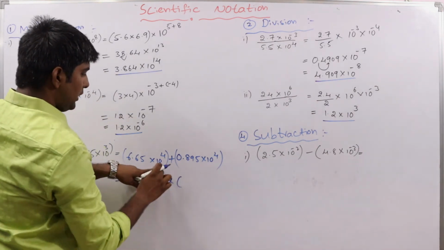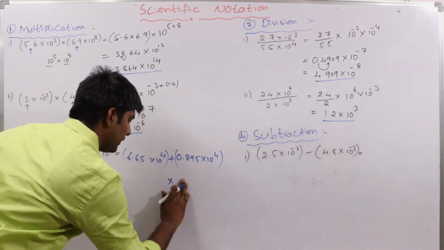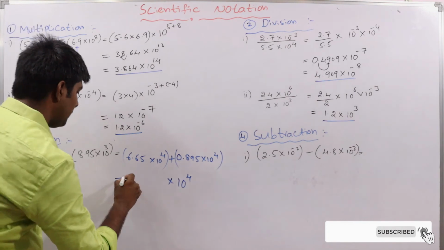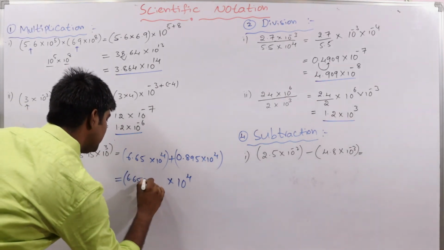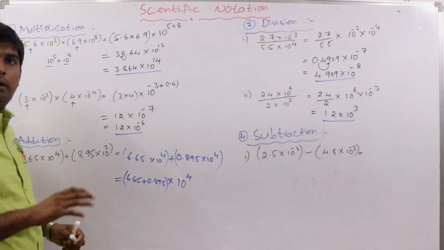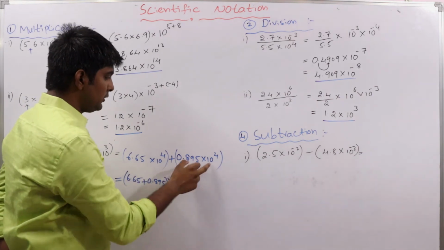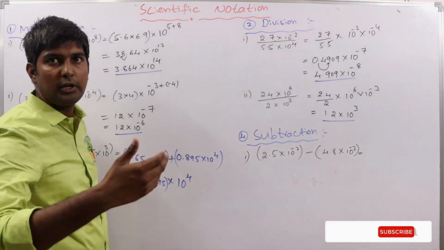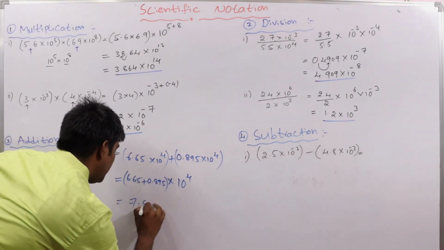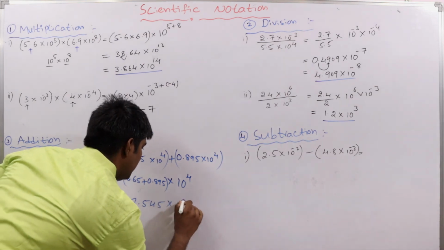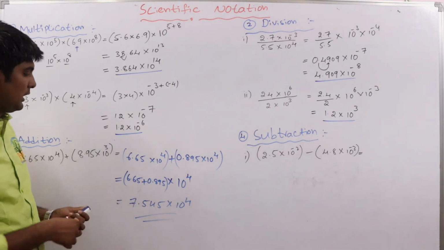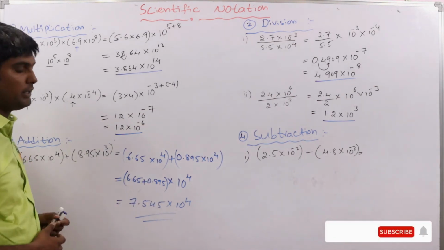Now, if you consider these two numbers, 10 power 4 is common, so take it out. 10 power 4 is common in both the numbers. Now the remaining numbers are 6.65 plus 0.895. Very simple, take this out because it is common in the two numbers which were given to add. So now here we get 7.545 into 10 power 4. So this is already in the scientific notation. We got the final answer after adding these two, so no need to make any change here.